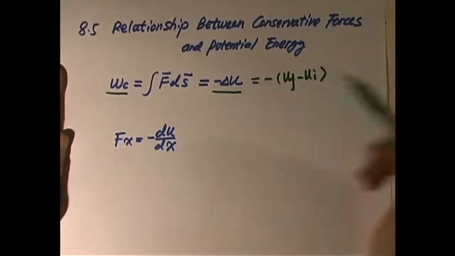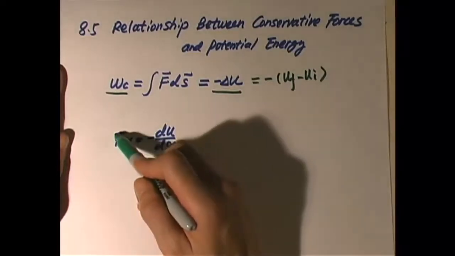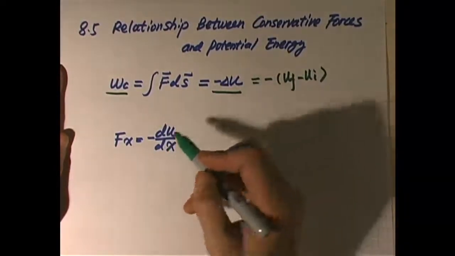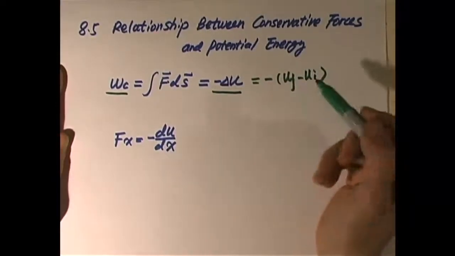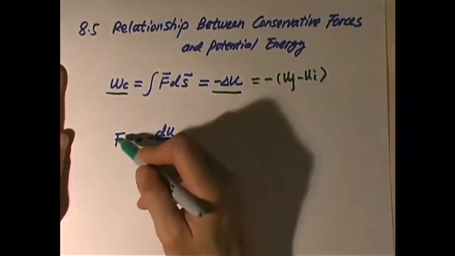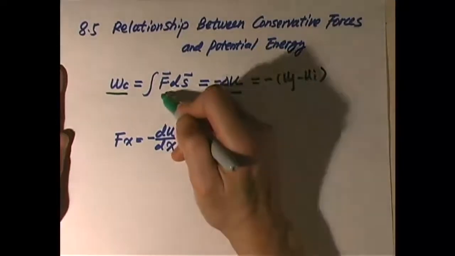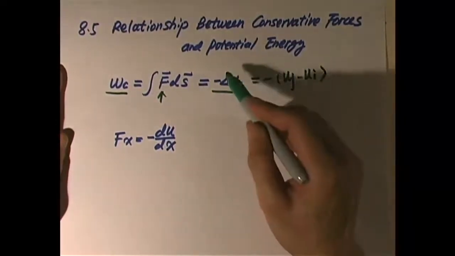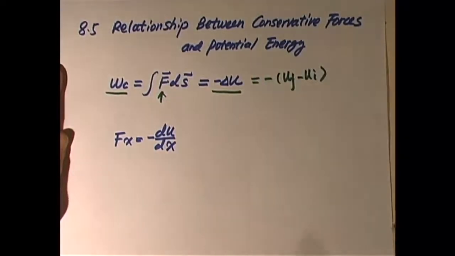If we go backwards, if we differentiate, and we know the potential energy is related to position, then we have negative dU/dx equals F(x). We want to get this force, so what do we do? We just differentiate this term, and we get the force.